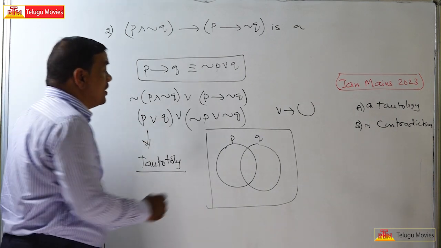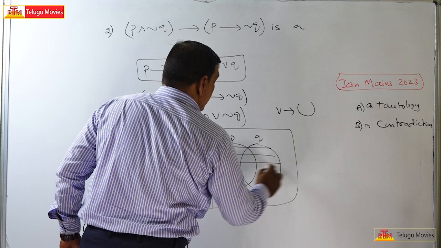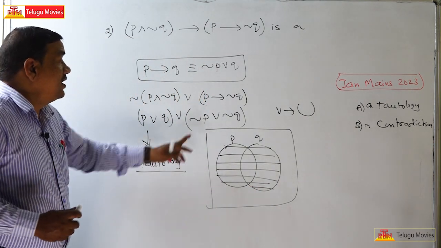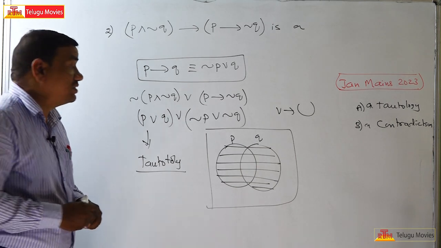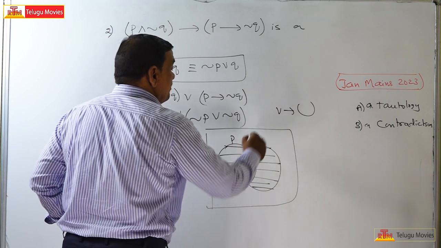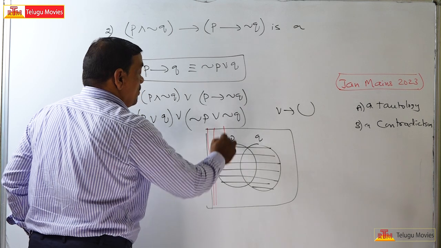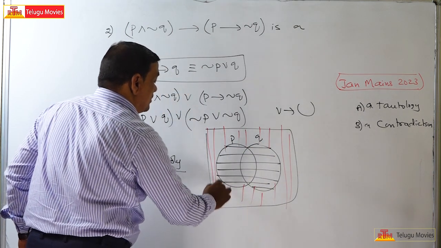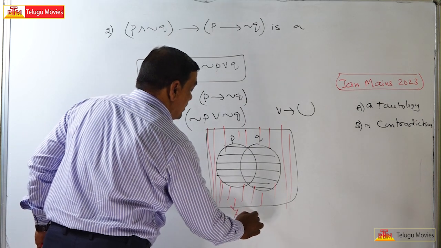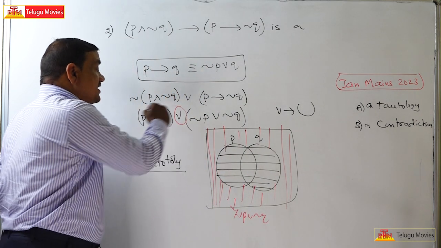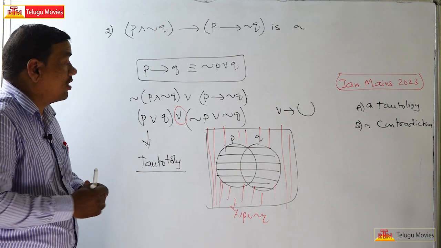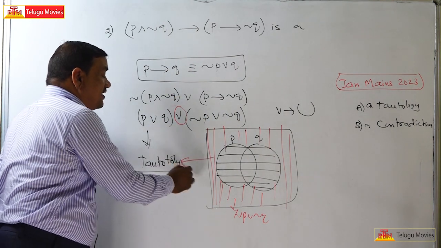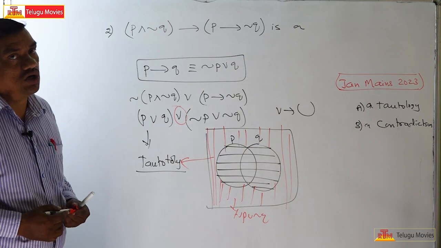So P or Q means what? It is completely shaded. So this is P or Q. Negation P or negation Q means what? Outside of P, outside of Q. So this is negation P or negation Q. Again, what is the connectivity? OR. That means the total diagram is shaded. So if the total Venn diagram is shaded, then it is a tautology.